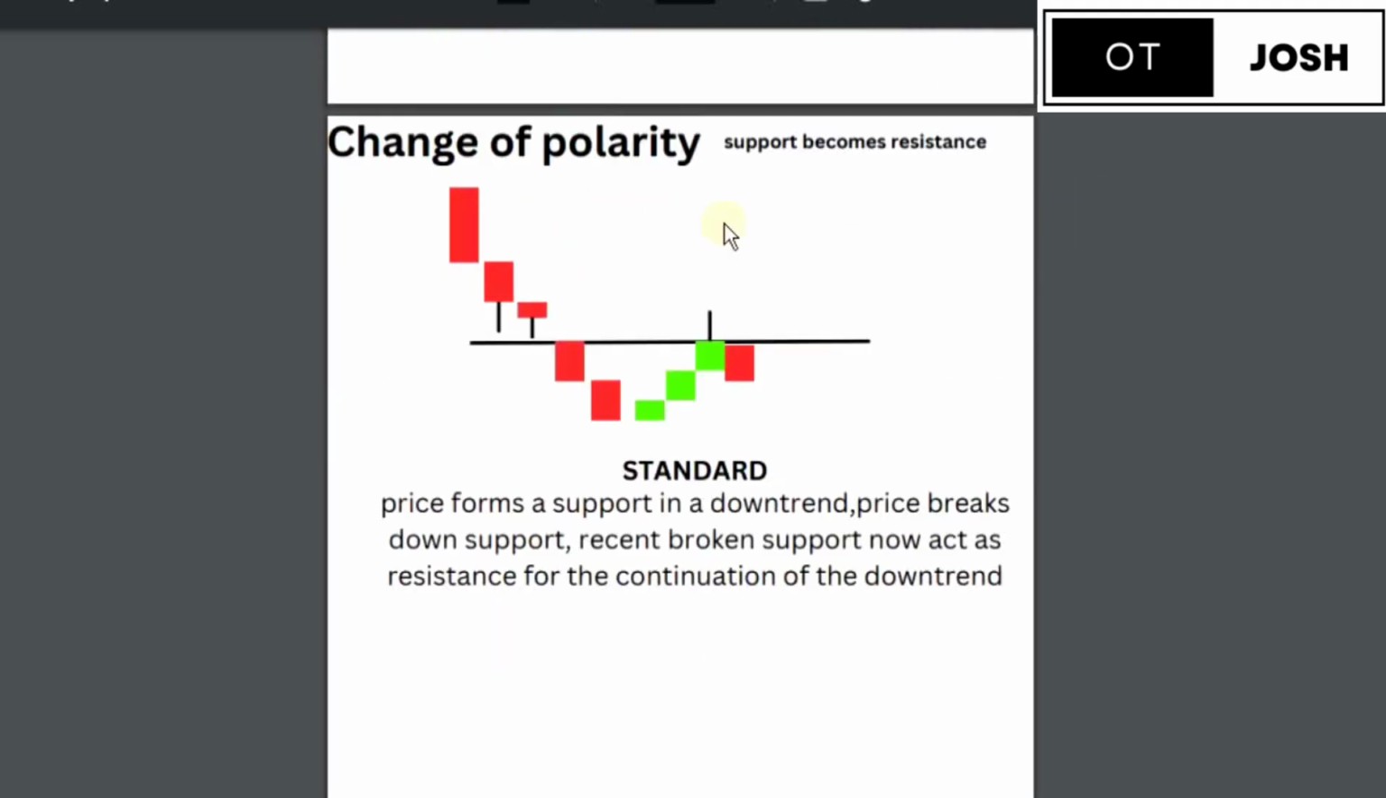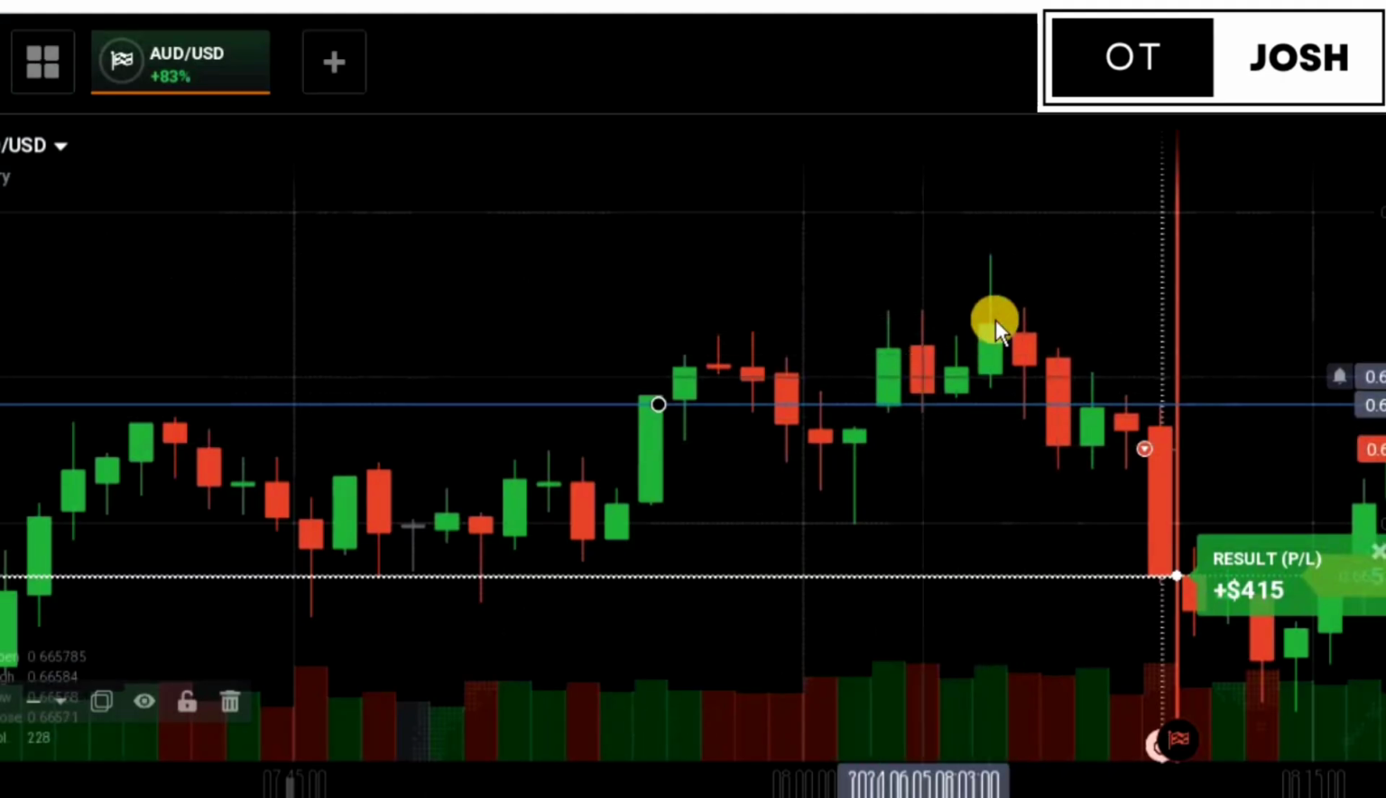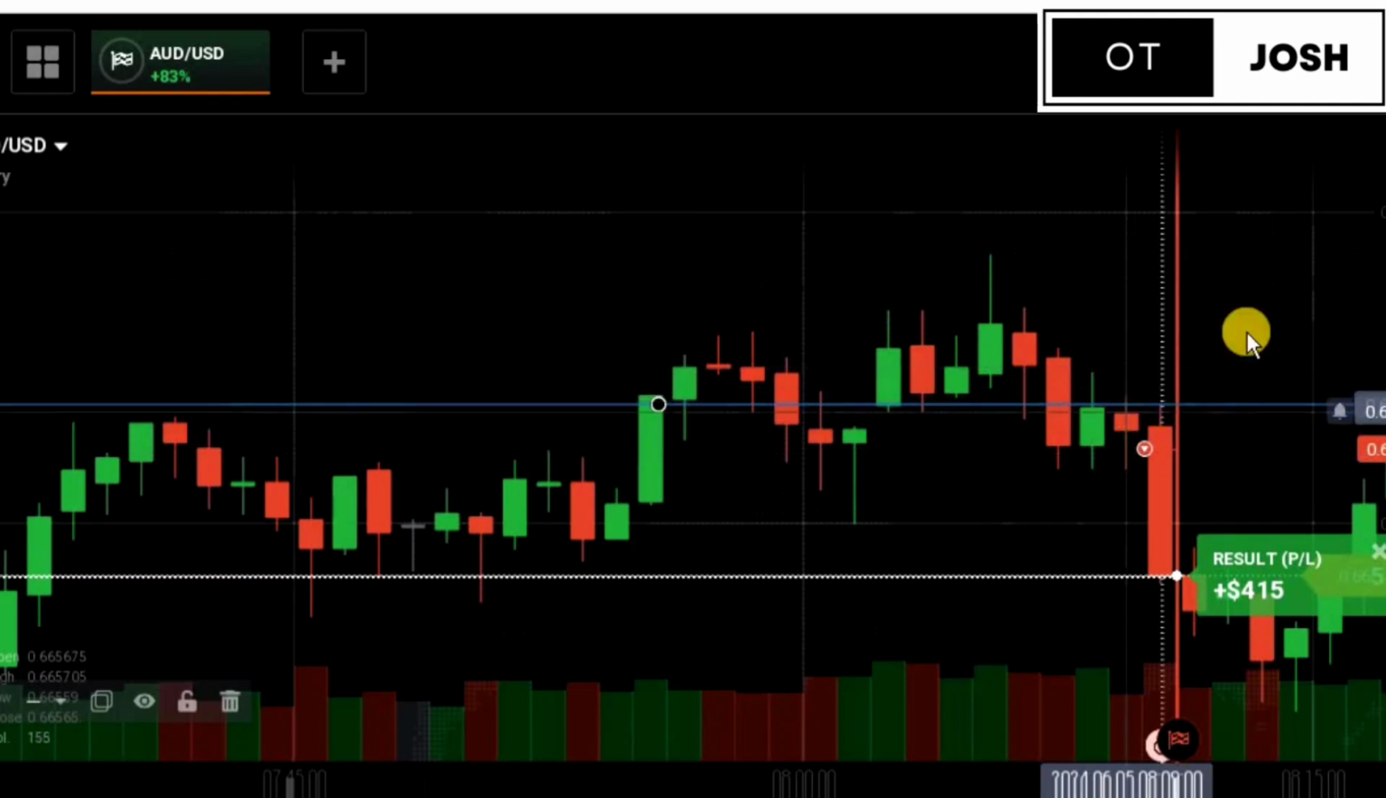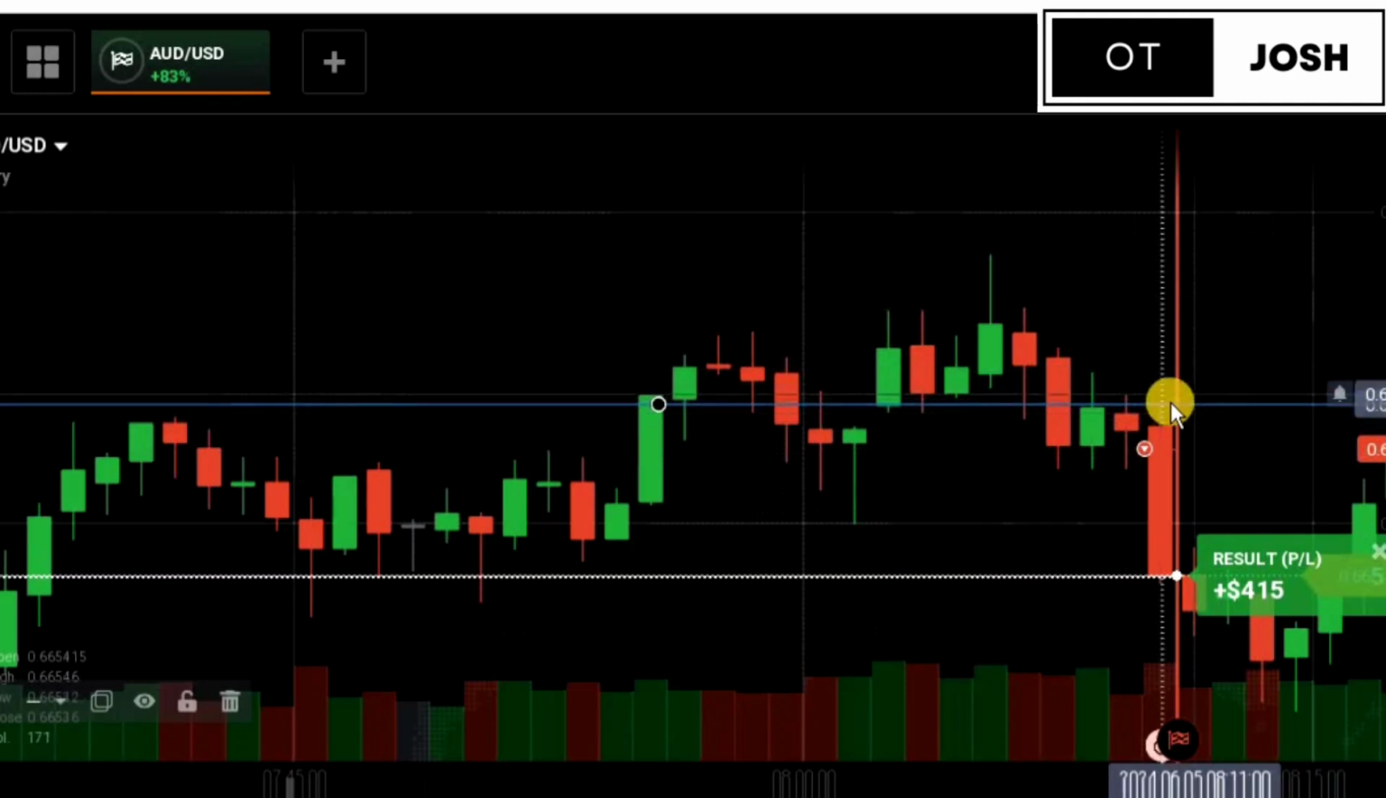Now this candlestick does not have to appear with this format. What you need is to get the idea behind it. See, the change of polarity was happening here. After this, you had this breakout, retest, and a continuation. So I saw this change of polarity and I did the put.